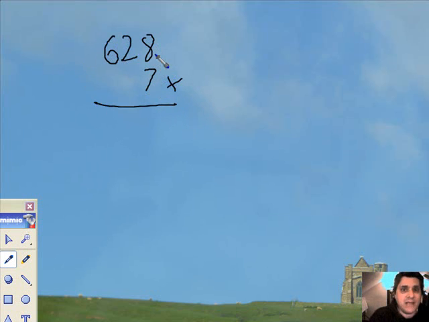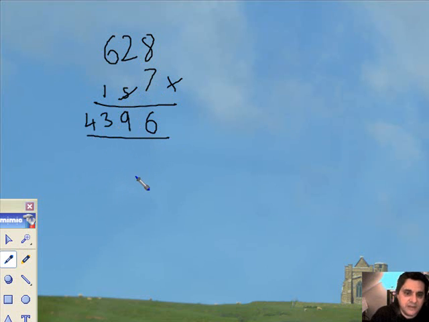Right, 8 sevens, one way or the other, you've got to make that 56, because that's what it is. So it's 50 and 6. 7 twos are 14, plus the 5 is 19, so it's 1 9. You don't have to put the 5 there or the 1 there, just put it anywhere, we won't forget it. And 7 sixes are 42, plus the 1 is 43. The answer is 4,396.